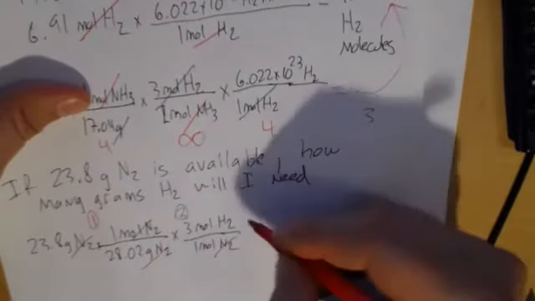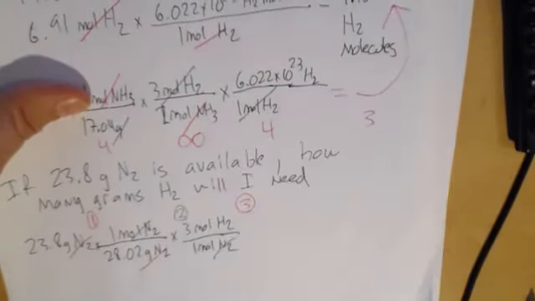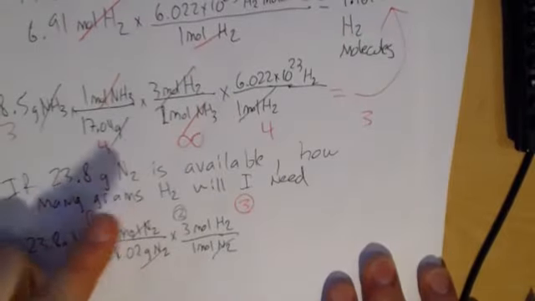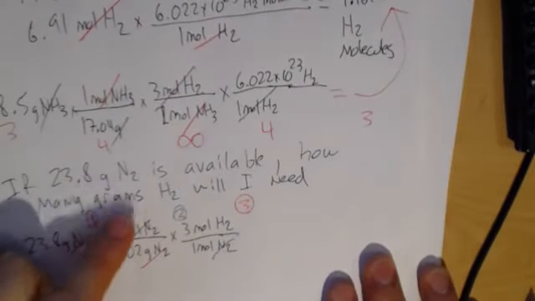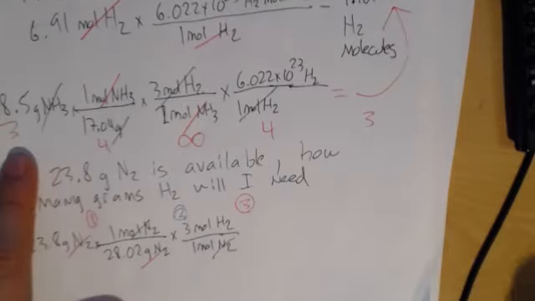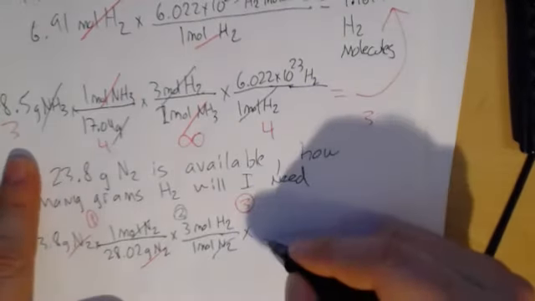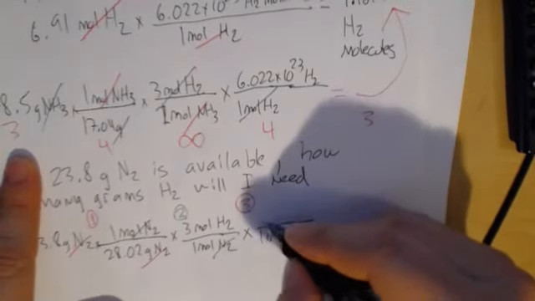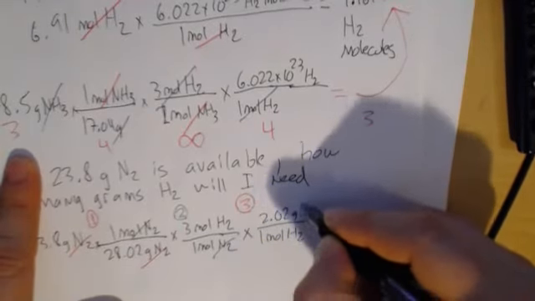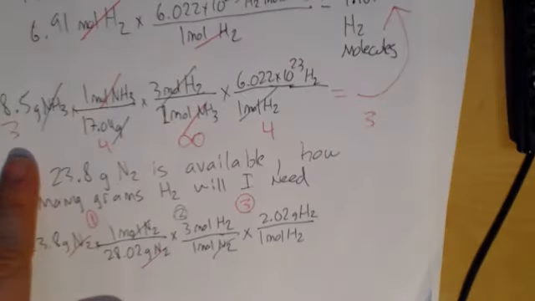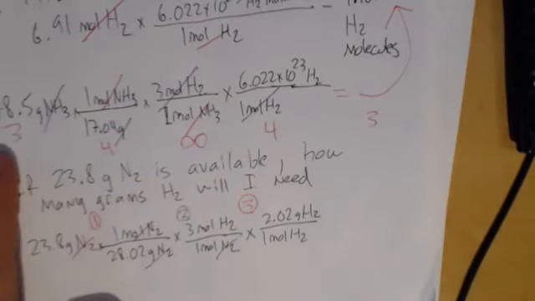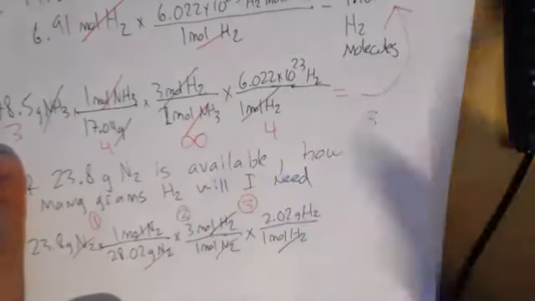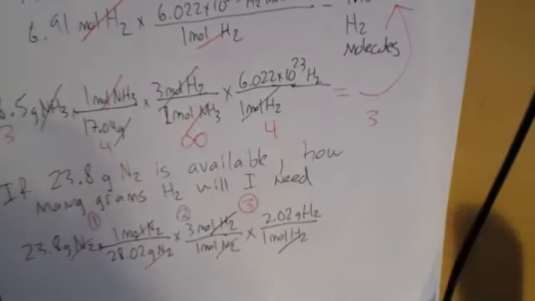Step 3 is find quantity of the unknown. In this case, I don't want molecules, I want grams. So now I'm going to use molar mass. 1 mole of hydrogen, 2.02 grams of hydrogen. So then moles of hydrogen cancel. And then it's a calculator issue.